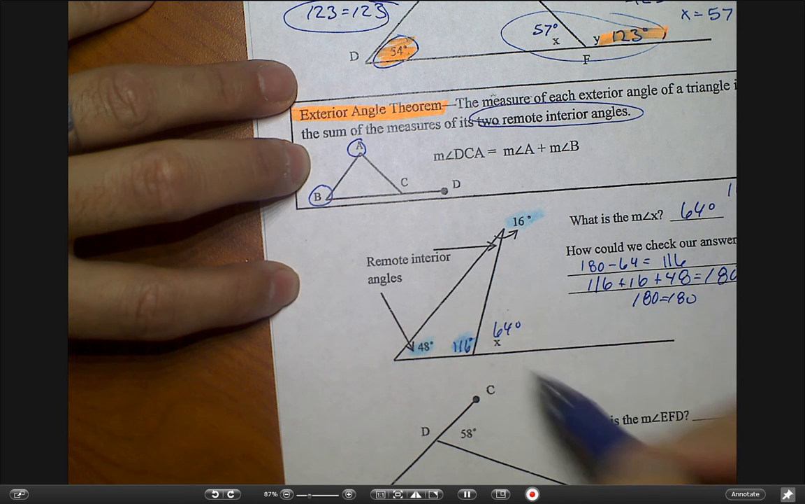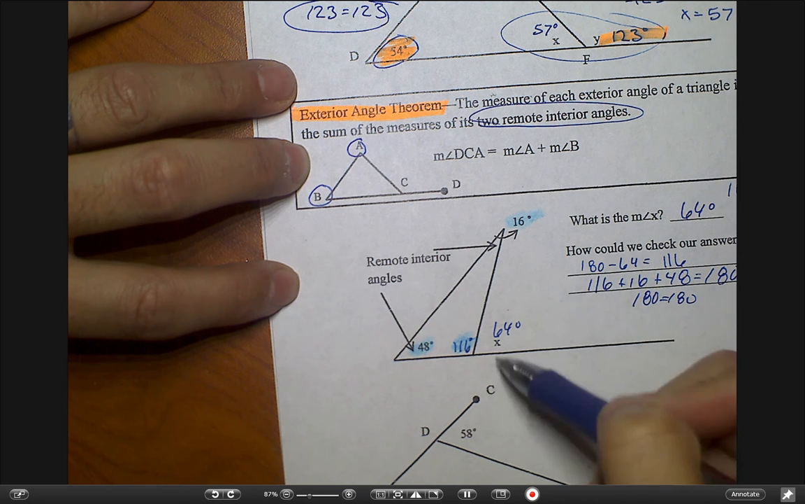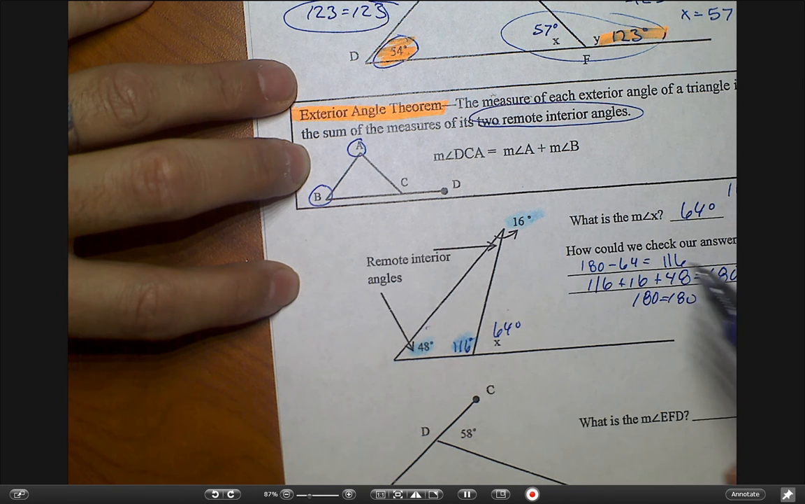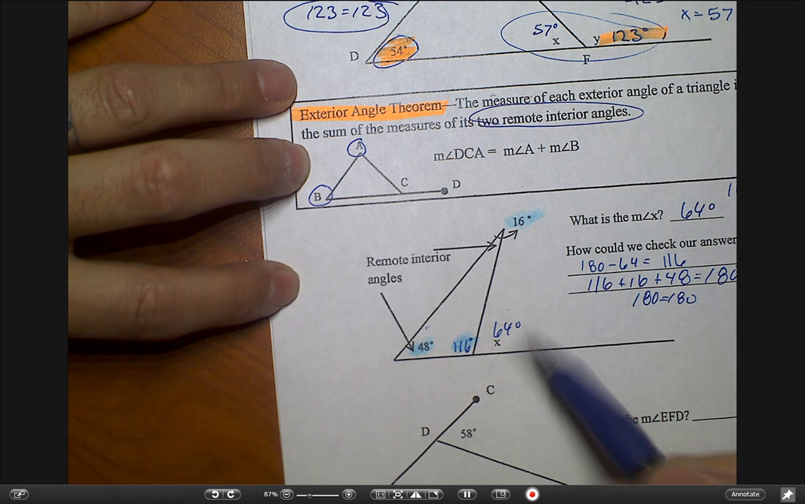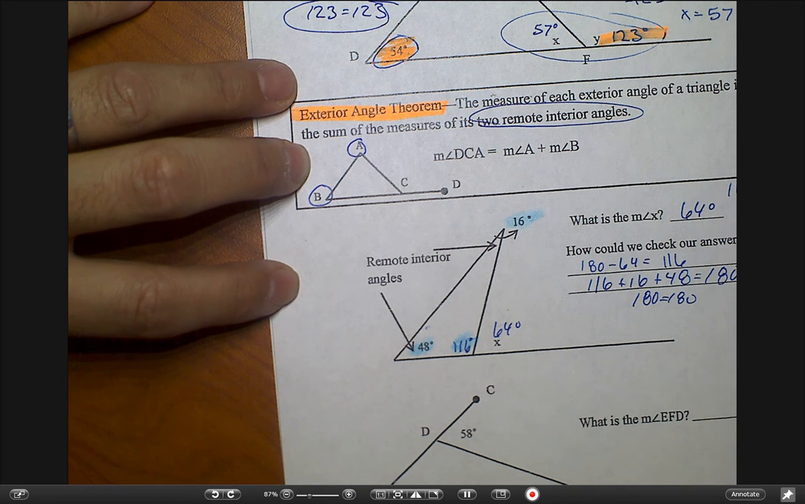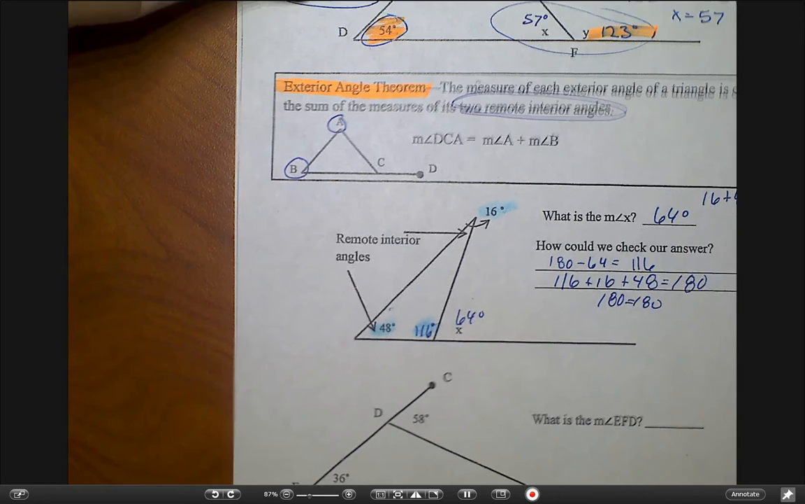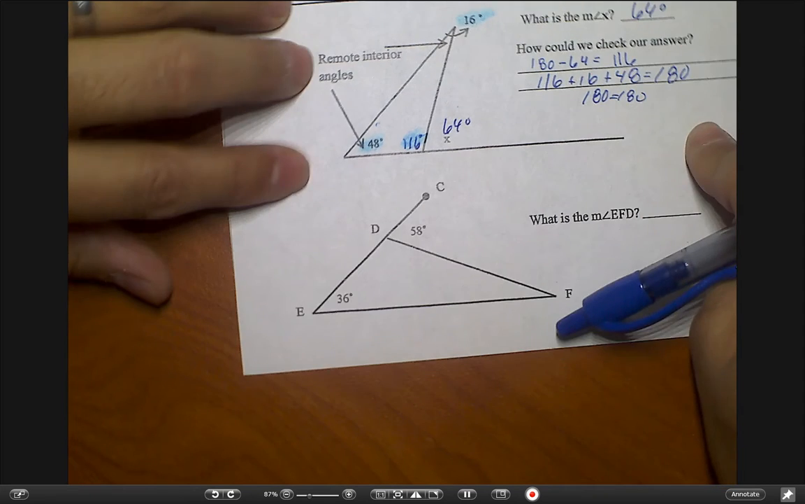So were we able to check our answer? Yes. Because we know that all three insides have to equal 180, and just do the math to try and figure out the rest. Okay, so that's one way of checking our answer.